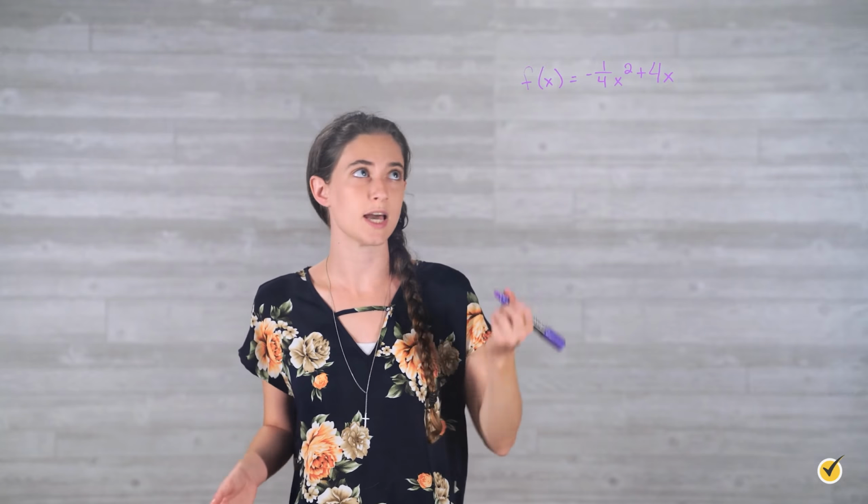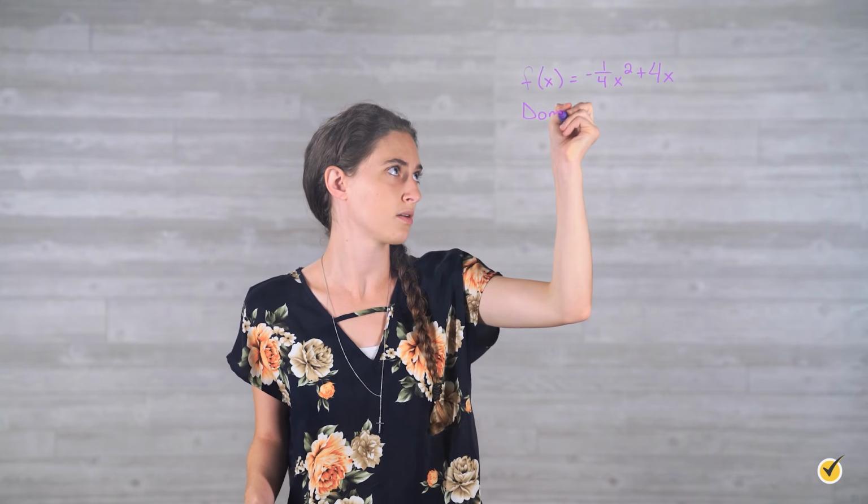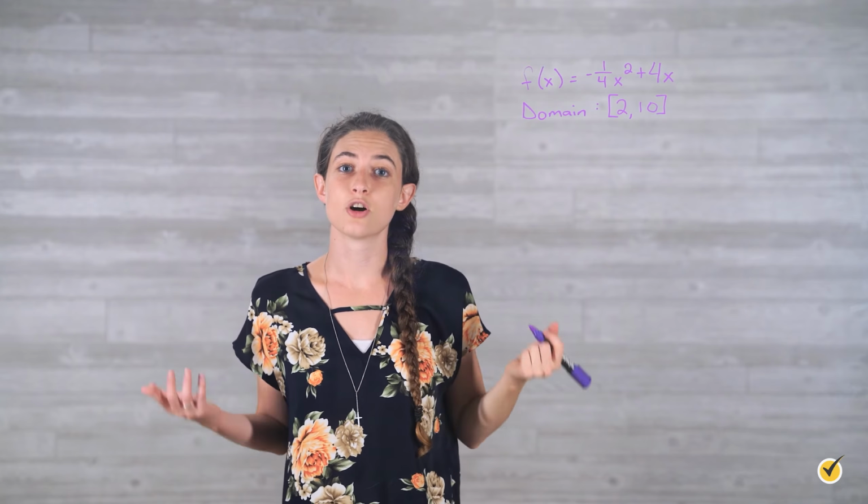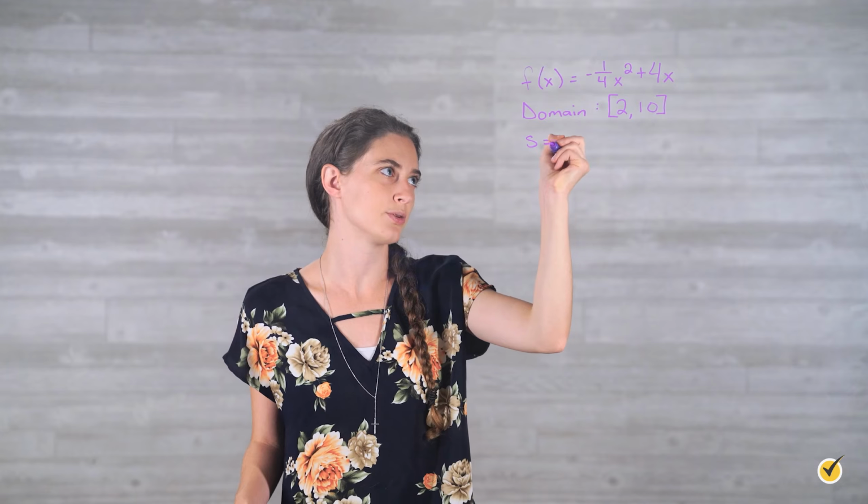For this example, consider the function f of x equals negative 1/4 x squared plus 4x on the domain x from 2 to 10 with 4 trapezoids and step size s equals 2. So we're going to write out all this information so that we don't forget it. So f of x, we said, is equal to negative 1/4 x squared plus 4x. Then we said that our domain is from 2 to 10, and we're going to write it in interval notation. And then our trapezoids have a step size of s equals 2.